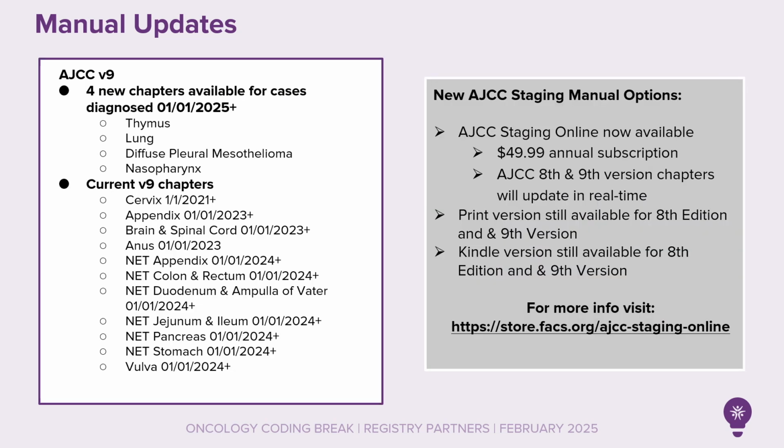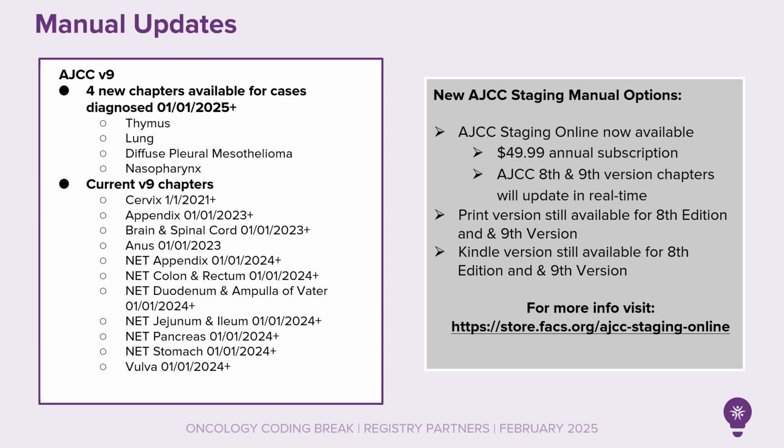There were also a few changes for AJCC. We have the version 9, 4 new chapters that were available for cases diagnosed 1/1/2025 and forward. These include the thymus, lung, diffuse pleural mesothelioma, and the nasopharynx.